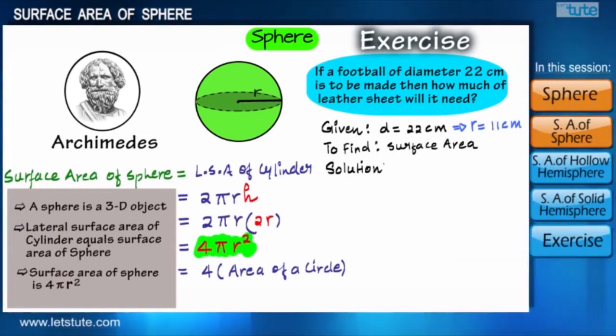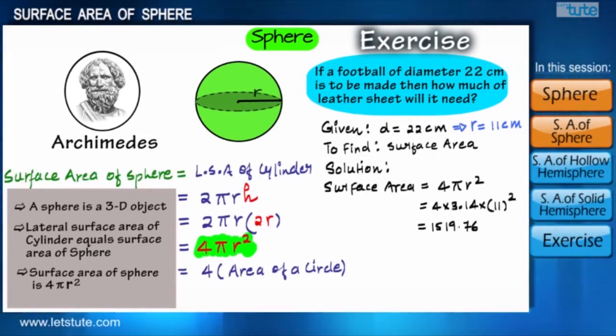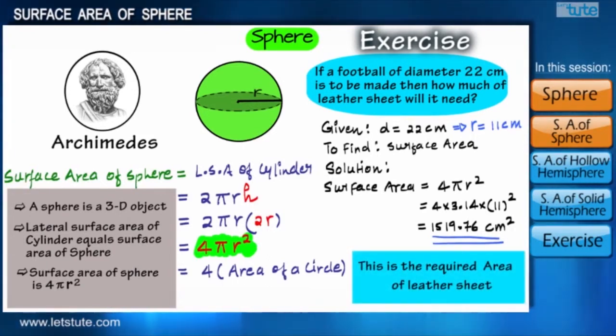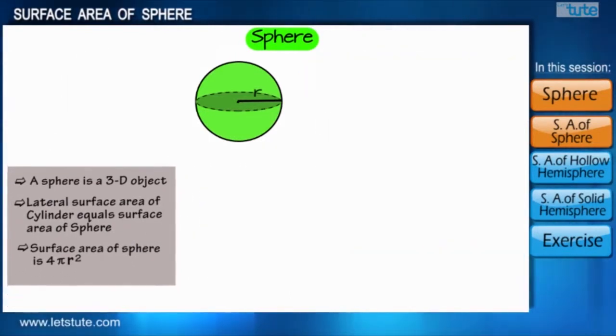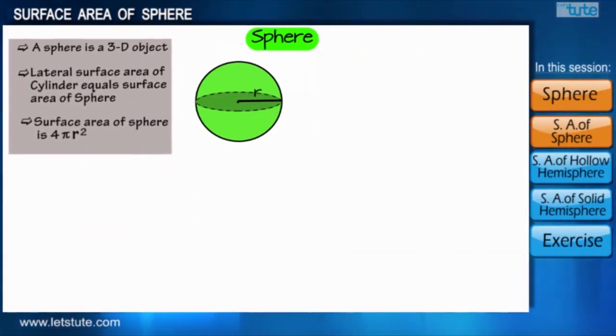So let's put the value of radius into the formula and we will get 1519.76 centimeter square. That means it will need 1519.76 centimeter square of leather sheet. So guys, this is how we make use of the formula in different scenarios. It is also used in many ways which we are going to learn in our upcoming sessions. For now, we proceed further and see what else we can get from a sphere.